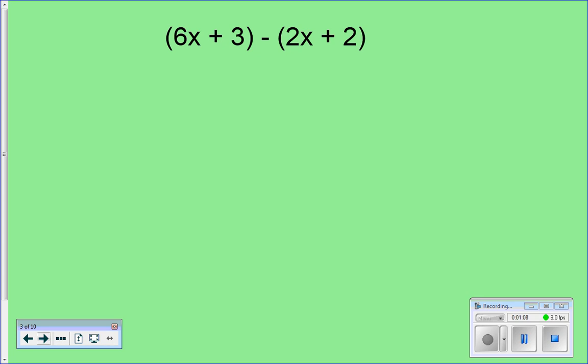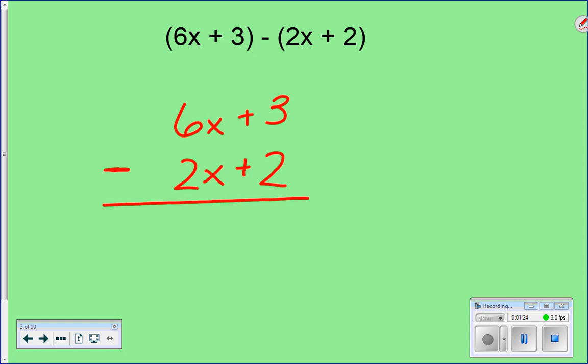So here's my problem: 6x plus 3 minus 2x plus 2. What I'm going to do is write them on top, and make sure you have some good examples in your notebook. This is an easy example right away. It's going to get a little harder because when you subtract and have a negative, what happens? Keep, change, so we have to keep that in mind too. And this one we don't have to.